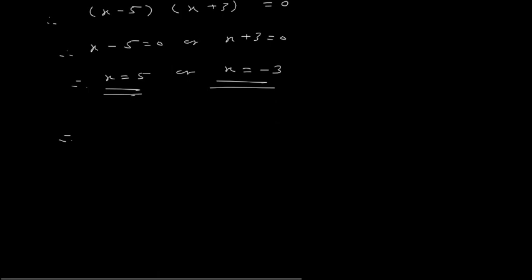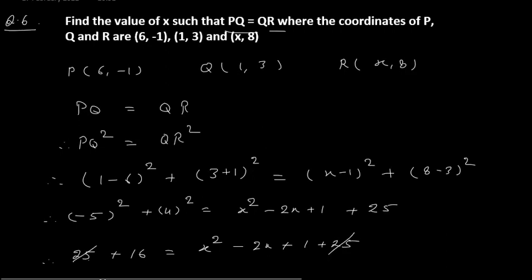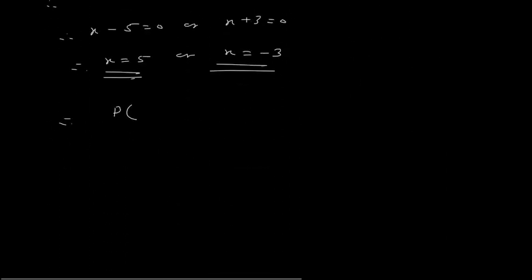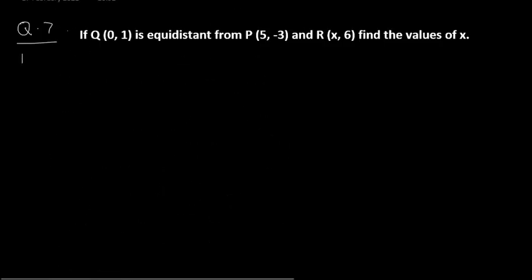So therefore I will say that point P is... we have to find the value of x. They just ask to find the value of x, so we have got the value of x as 5 or minus 3. Now the seventh question: if Q (0, 1) is equidistant from P and R, find the value of x. Again Q is equidistant from P and R, so we have given QP equal to QR, right? So therefore you have QP square is equal to QR square.